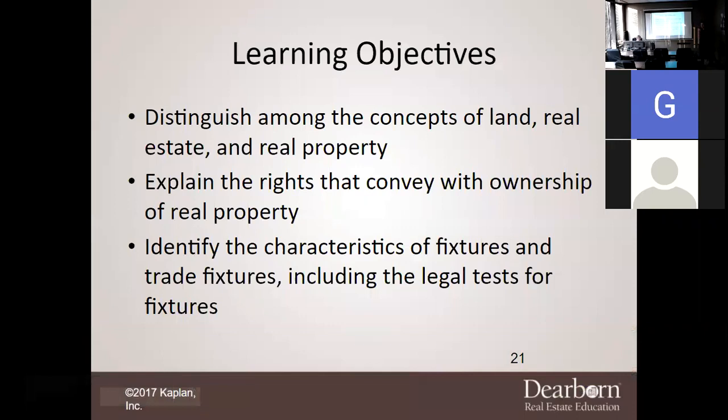Tonight we're going to be basically going through the differences in regards to the concepts of land, real estate, real property. If you were in my law of contracts, and I think contract forms, we already have discussed that. So it's going to be kind of a refresher, okay? We're going to explain the rights that convey with ownership of real property. And we're also going to identify the characteristics of a fixture, trade fixture, and also the legal test for these fixtures.